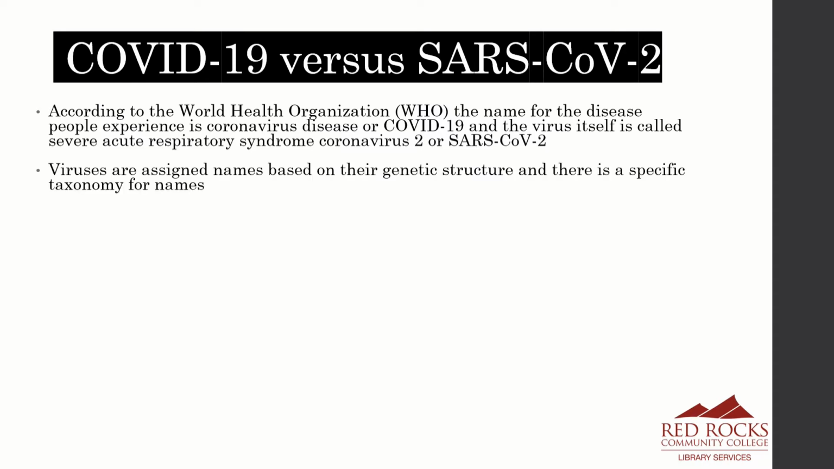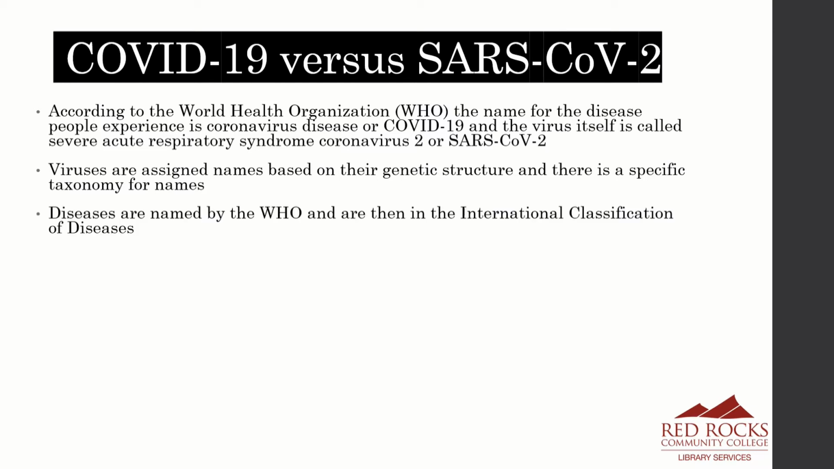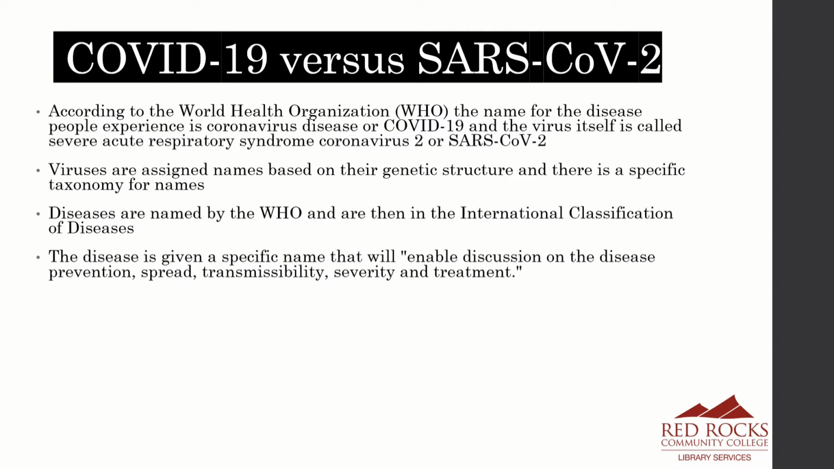Viruses are assigned names based on their genetic structure and are put into a specific taxonomy. Using the virus's structure helps researchers in developing tests, vaccines, and medicines. Diseases are named by the WHO and are then put in the International Classification of Diseases. The disease is given a specific name that will enable discussion on the disease, its prevention, spread, transmittability, severity, and treatment.